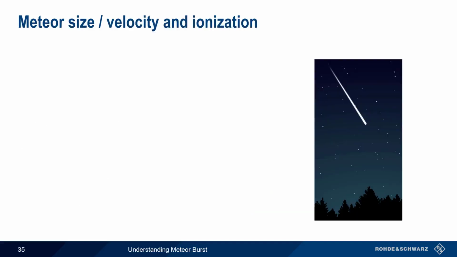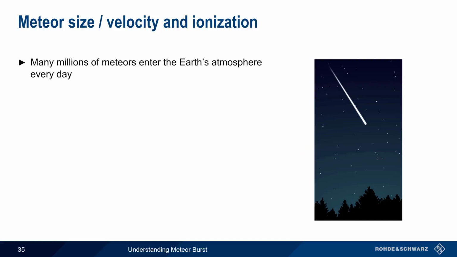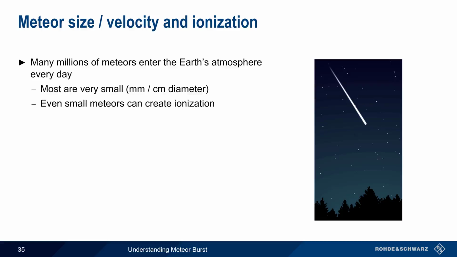Although not normally visible to human observers, many millions of these meteors enter the Earth's atmosphere every day. Most of these meteors are very small, on the order of less than a millimeter to less than a centimeter in diameter. However, even small meteors are capable of creating ionization.